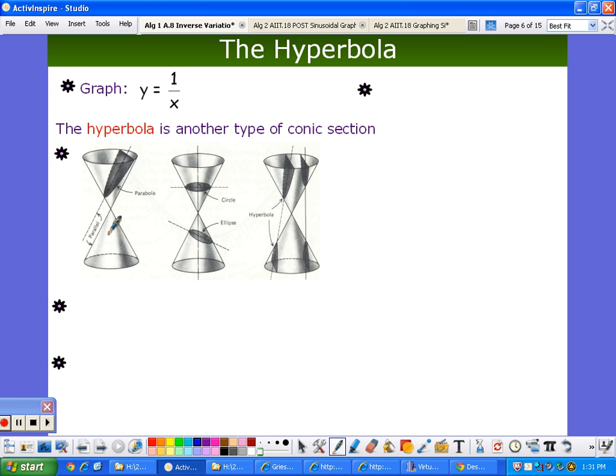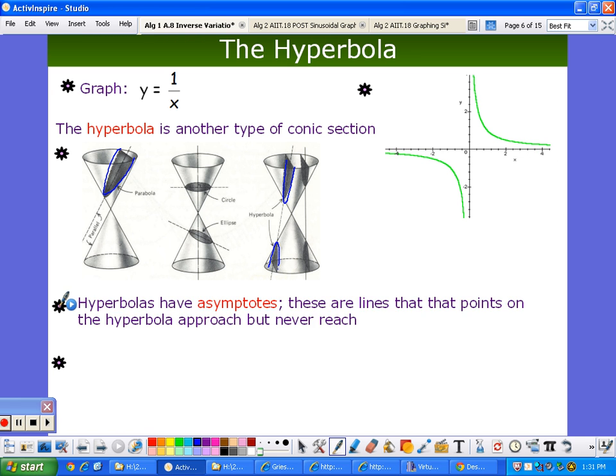Remember we looked at conic sections; the hyperbola was this guy over here. If you slice through two cones, you get a hyperbola. So here's what one looks like, an example of one. You get two branches. Now what's interesting about hyperbolas is they have a new word here: asymptotes. What? I know.